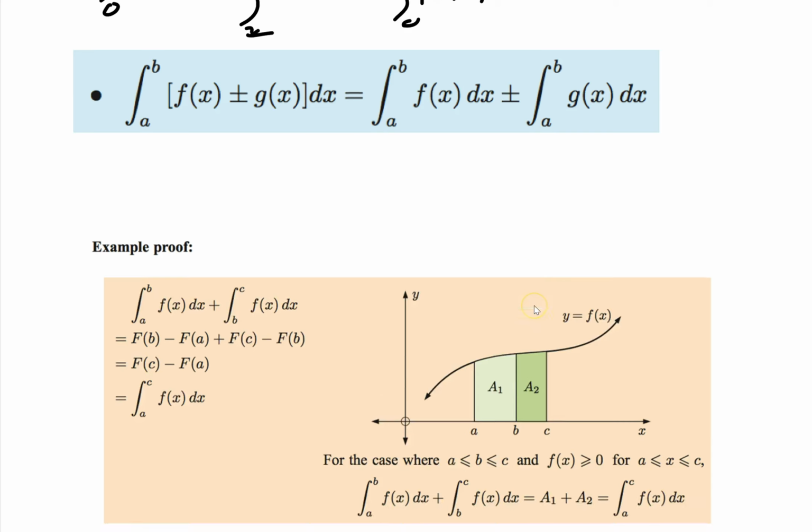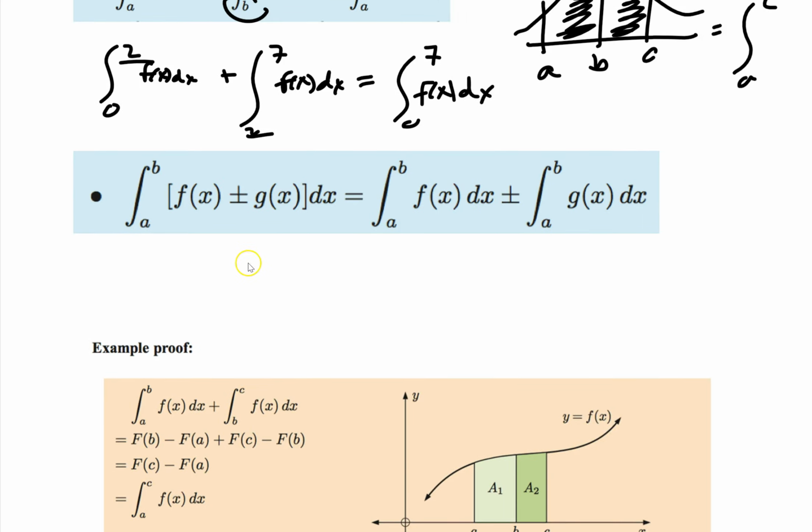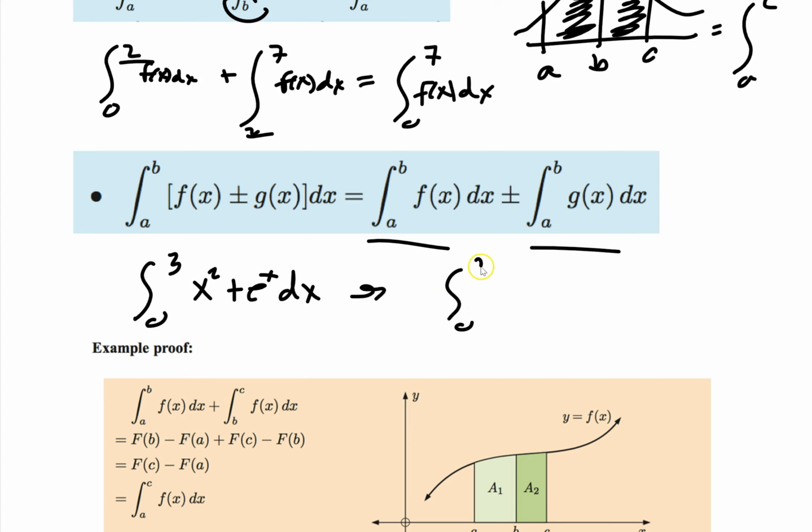Here's a little proof of the one we did earlier. The picture's a little cleaner, but it's the same idea: the integral from A to B plus B to C equals the whole integral from A to C. But back to the one we've been using a lot: you can separate it. If you're integrating two things added together, you can separate them and keep the same limits. So the integral from 0 to 3 of x squared plus e to the x dx can be separated into the integral from 0 to 3 of x squared plus the integral from 0 to 3 of e to the x.